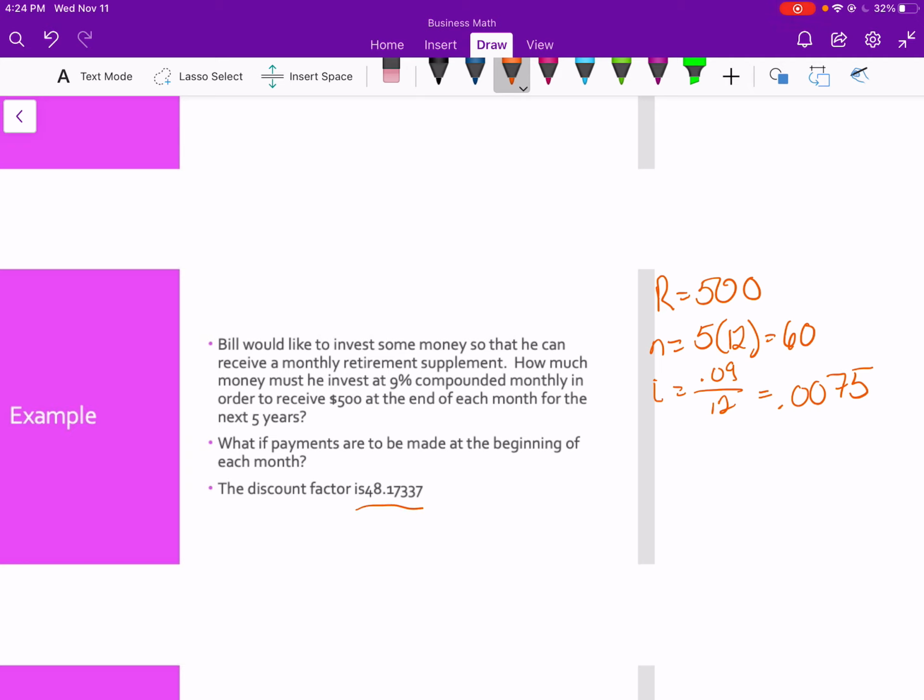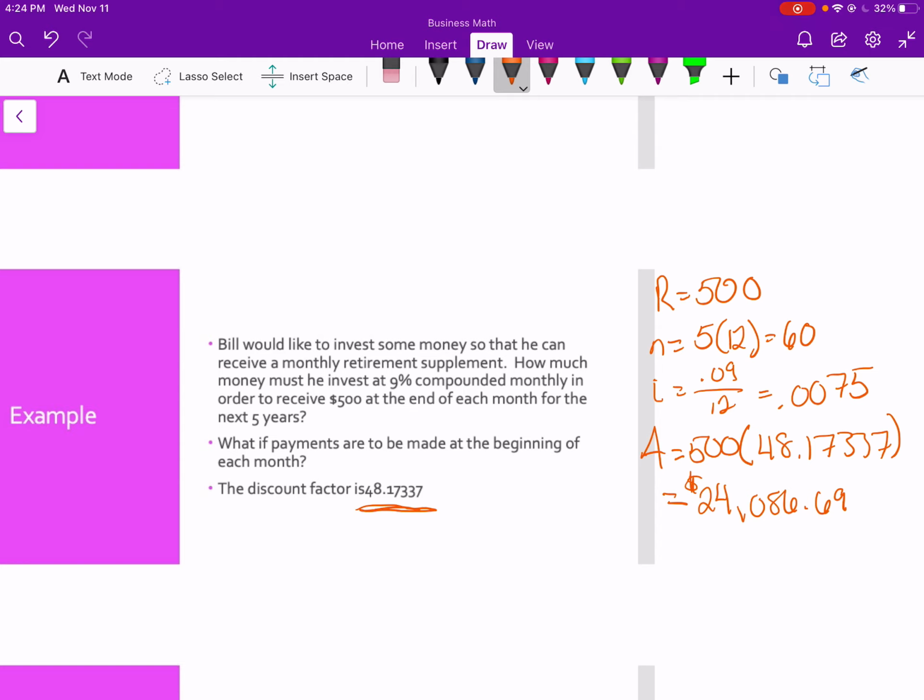So we get our discount factor of 48.17337. So our A is going to be 500 times that value, 48.17337, which gives us $24,086.69.